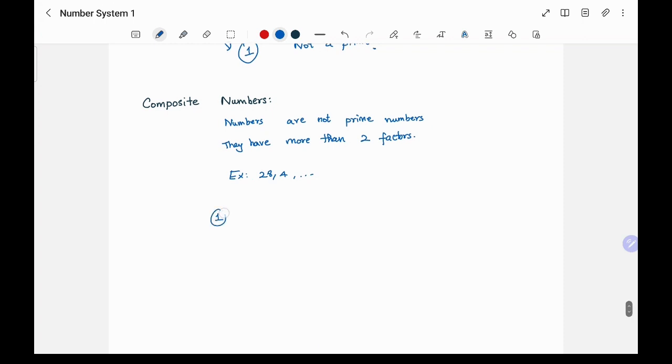Again, for 1, is it a composite number? No, because again this has only one factor. It has one and only one factor. So it is neither prime nor composite.